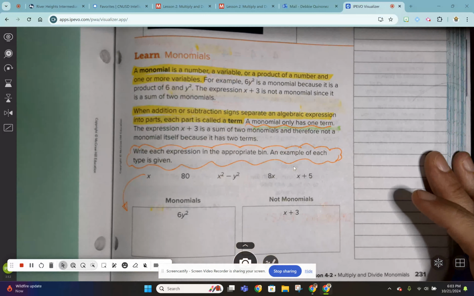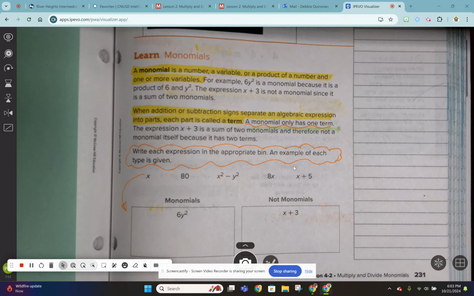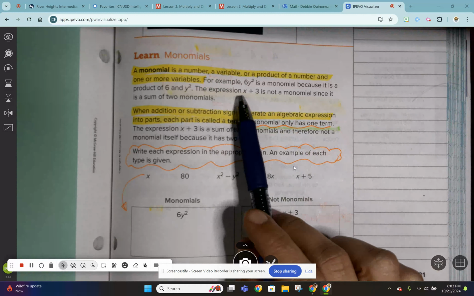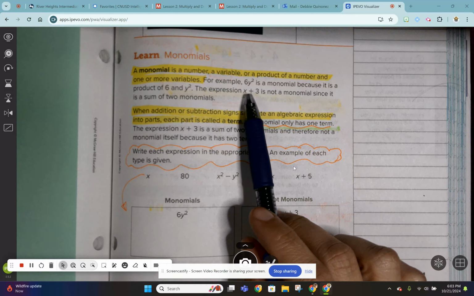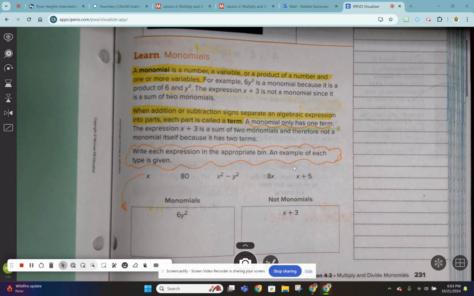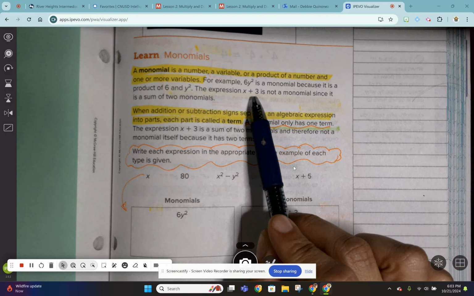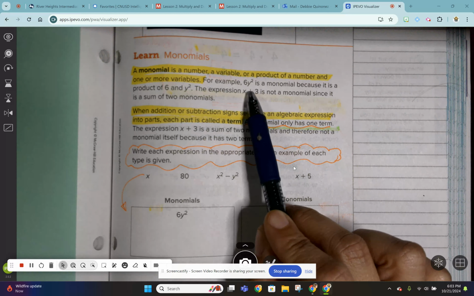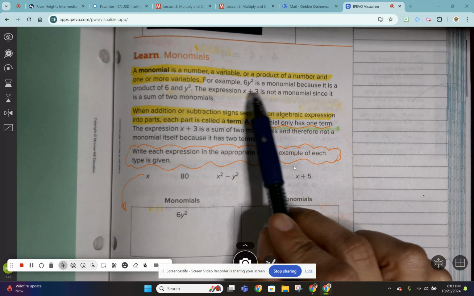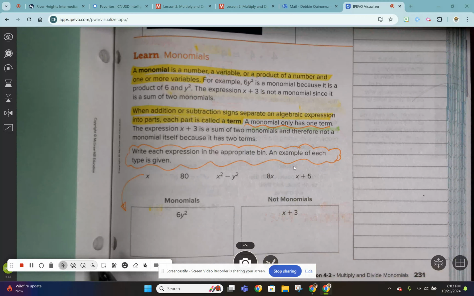Okay? So today our important terms are going to be monomial. So a monomial is a number, a variable, or a product of a number and one or more variables. Okay, so our book is giving us some examples over here. 6y squared is a monomial because it is a product of 6 and y squared. But if you look at this expression here, x plus 3, it is not a monomial because it has that plus sign, right? So it's the sum of two different monomials being added together.